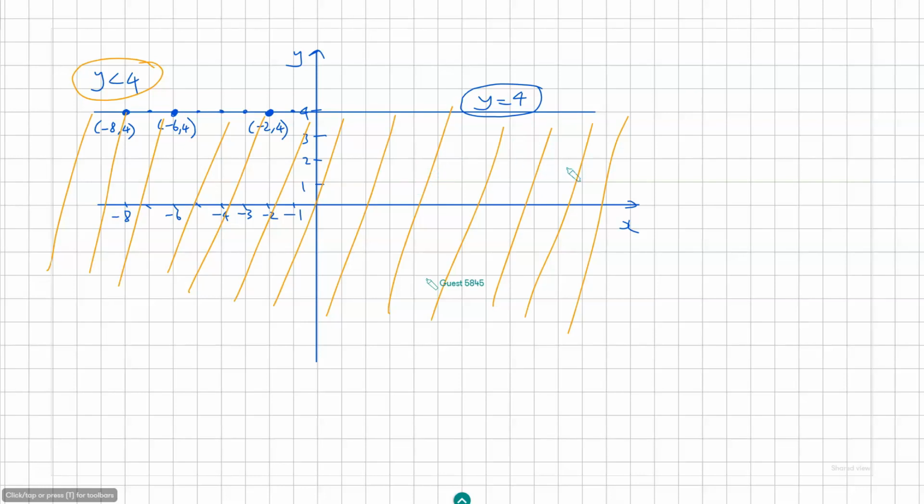So just to indicate that the line is not part of the solution, we draw a dotted line. So we draw a line like this. So the dotted line means that the line is not part of your solution. Understood? So for greater than or equal to or less than or equal to, you will have a solid line. But for greater than or less than, you will have a dotted line.